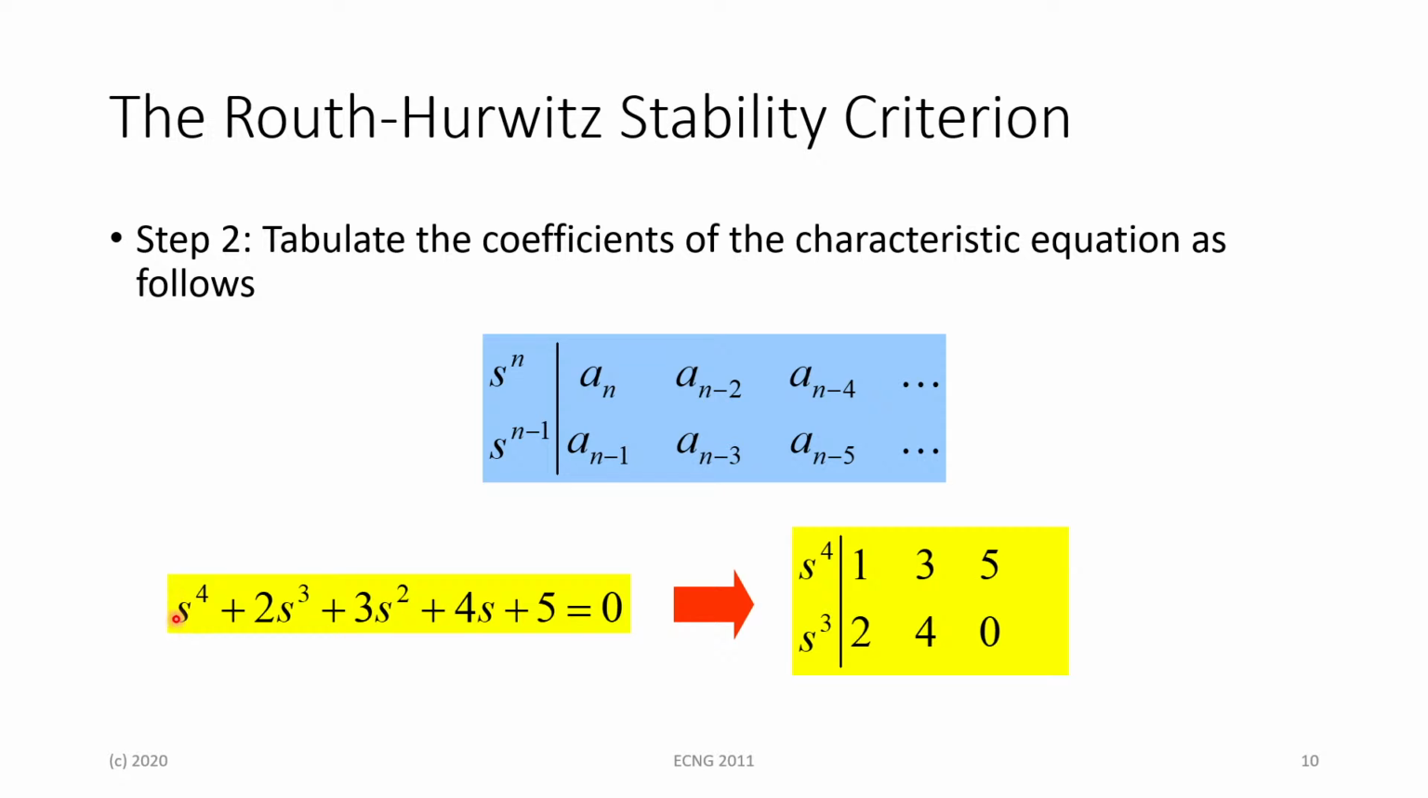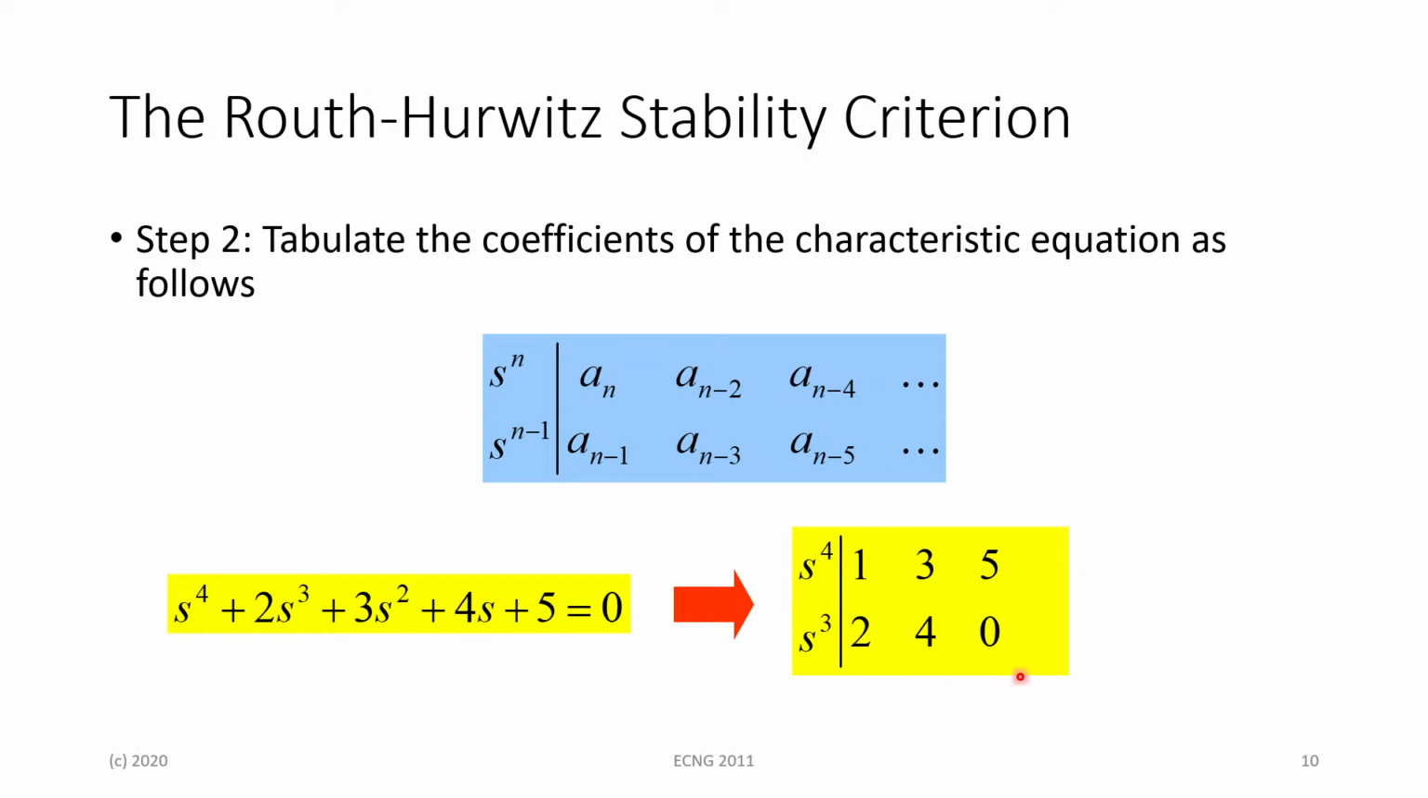We observe the coefficient for s to the 4, which is going to be 1, and we map that into our table. The next coefficient, which is also an even power of s, is going to be s squared. So we look at the coefficient for s squared, and in this case it's going to be 3. The next coefficient, because we're dealing with only even powers of s, is going to be s to the 0. So that's going to be 5 here.